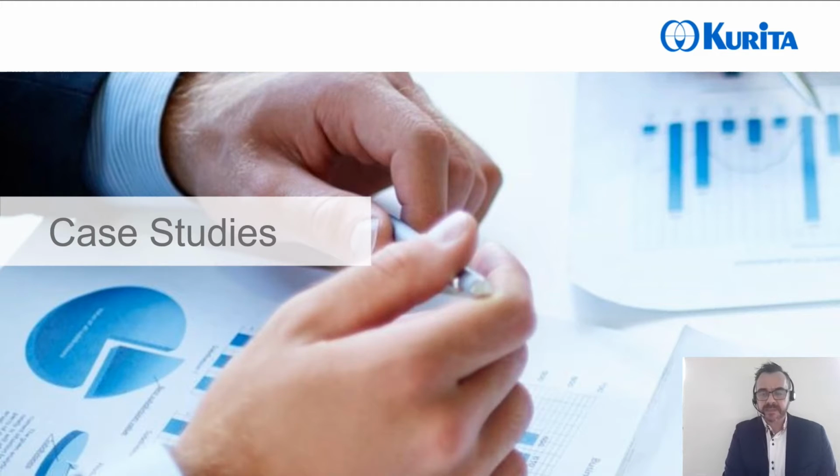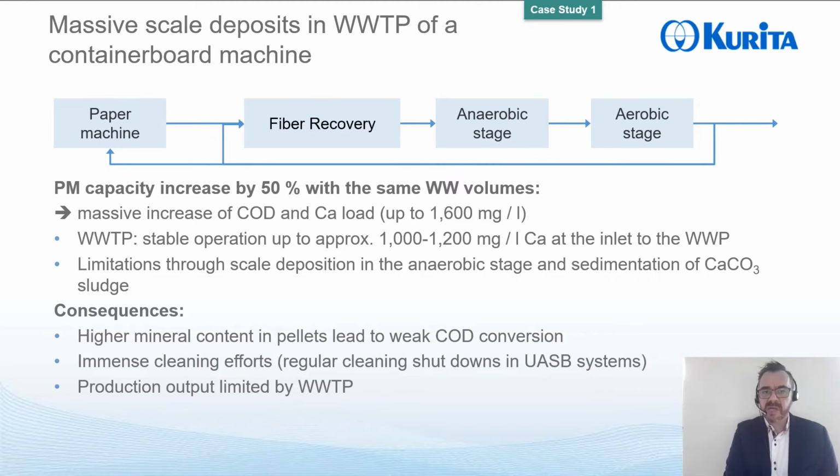Coming now to the case studies. Meanwhile, we have several applications in the field, but with different kinds of KPIs. In the first application I'm going to introduce you, the KPI was really easy. The KPI was reducing COD and calcium load in the inlet of the anaerobic stage, because here the customer was forced to face big problems with scaling.